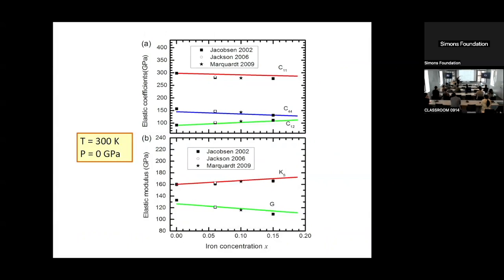300 Kelvin, 0 GPa. We had calculations at 0 and 18.75, and these are measurements of these elastic coefficients as a function of concentration. And you can see it's quite linear. So what we do is elastic constant calculations of the elastic coefficients at these 2 compositions and then interpolate linearly within this concentration range. Essentially, that's what we have been doing. Bulk modulus, shear modulus. Without spin state change, this is pretty good.